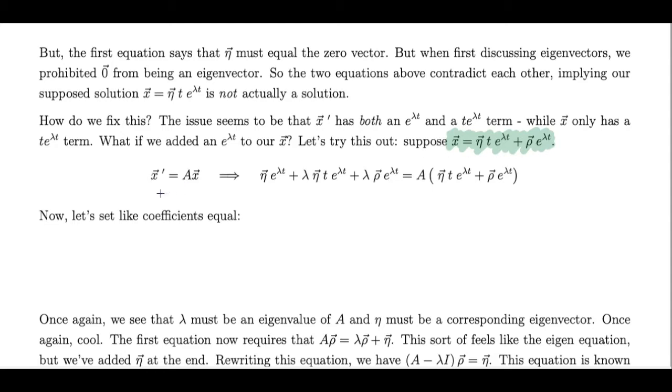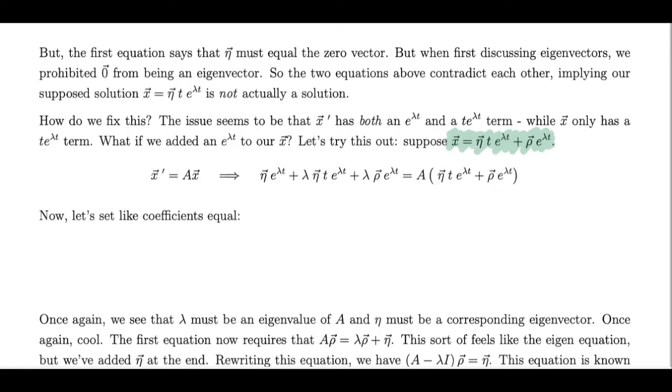Once again, I've taken my original system, x prime equals A x, and I've plugged in this function along with its derivative. The derivative of this first piece will be exactly the same as the derivative we saw previously. I apply the product rule and I get these two terms here. How about the derivative of rho e to the lambda t? Well, rho is simply a coefficient, so the derivative of e to the lambda t will be lambda e to the lambda t, and that coefficient rho is just along for the ride. Now, on the right-hand side, I have A times the vector x, so I have to grab this entire vector here and put that in.